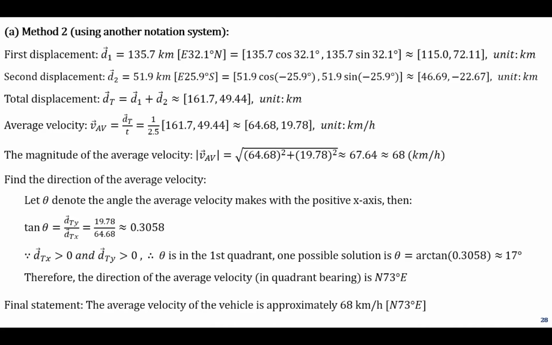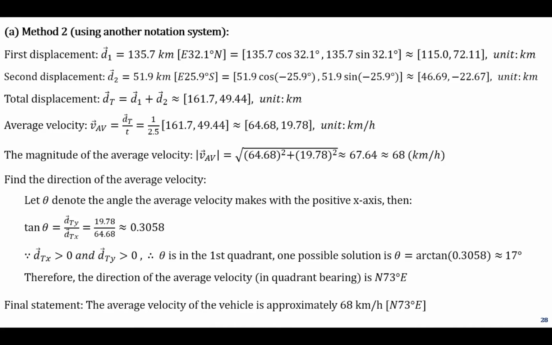Also note that this is an addition of two vectors. So if you use the Cartesian vectors for D1 and D2, we can just add their x components and y components respectively. So the total displacement dt is 161.7 and 49.44. These are the two components for the total displacement. Again, this is in Cartesian form to represent a vector. The unit is kilometers. So this method we have learned in our calculus and vectors class, right?